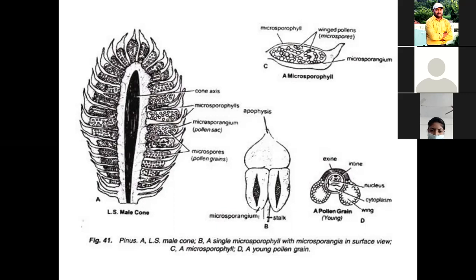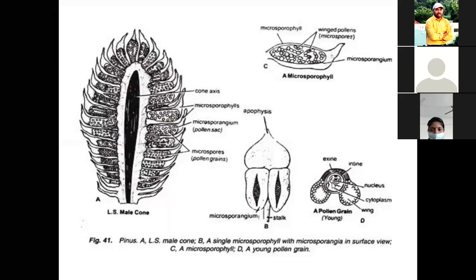The pollen grains have special characters. The pollen grains are not spheroidal. Each pollen grain contains two wing-like structures. This is the special character of the Pinus pollen grain. The wings are developed only in Pinus pollen grains. Finally, from each microsporangium chamber, a large number of microspores are developed, each microspore being a pollen grain.